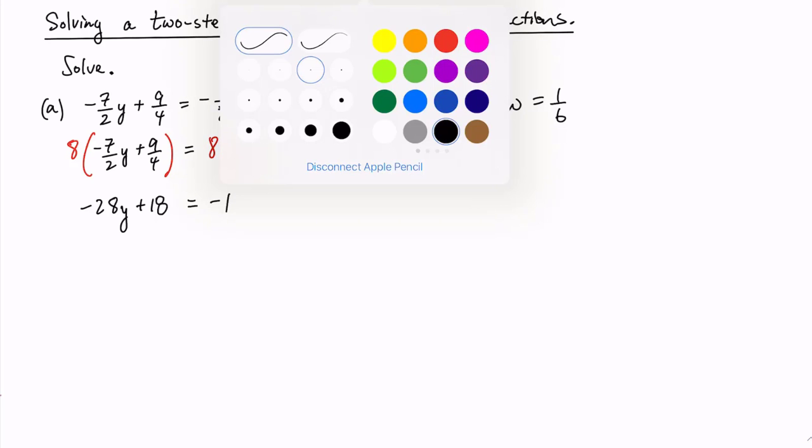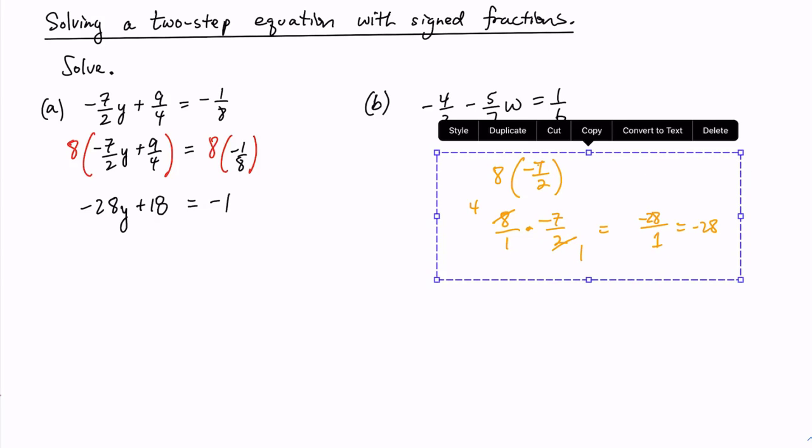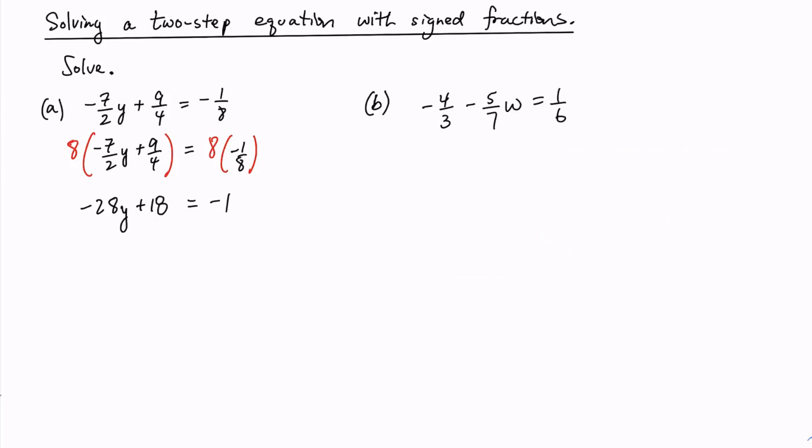If it looks like I'm going too fast, you could write it out like this. You could write 8 over 1 times negative 7 over 2, and then reduce off to the side on your piece of scratch paper. And notice that does look like negative 28 over 1, which simply is negative 28. Let's continue. Notice you've written an equivalent equation that looks much simpler.